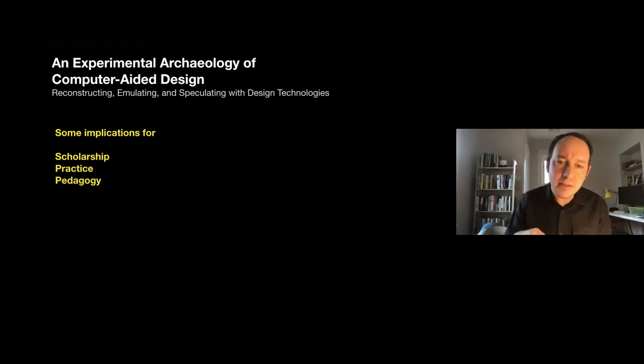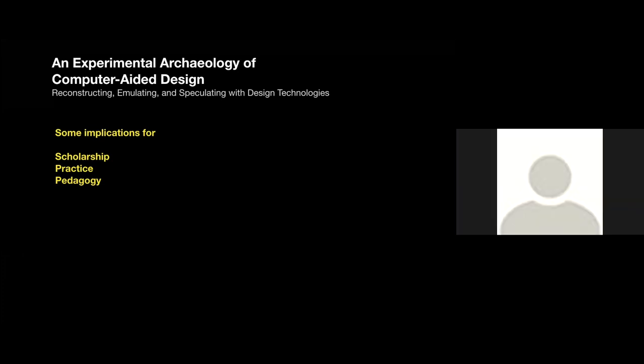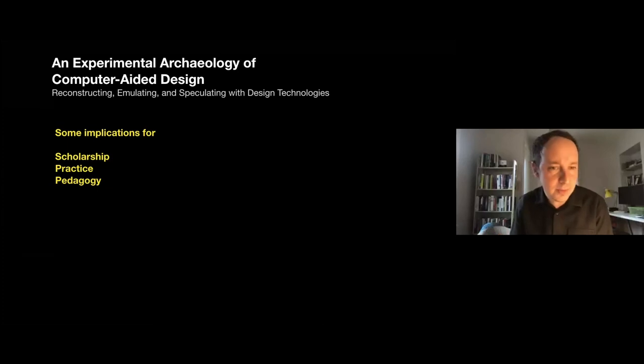From another perspective, as a scholar of technology myself, reconstructions and emulations are helpful devices to understand the decision making behind these systems that we're describing. We're able to experience aspects of the logical and material constraints that their authors confronted.